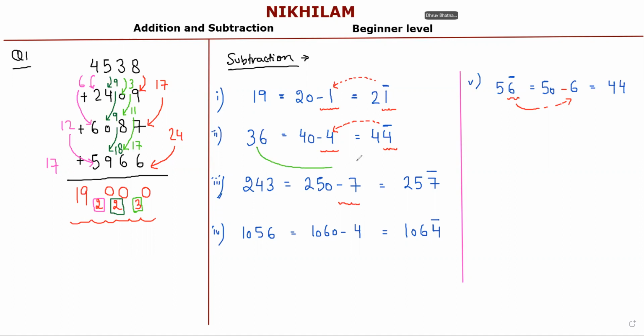Your 36 is what? 4 bar. So your 4 bar will be what? 36. In the same way, in the same manner, we have done 5, 6 bar. For example, if you have 293 bar, what is it? 290 minus 3, that is 287.